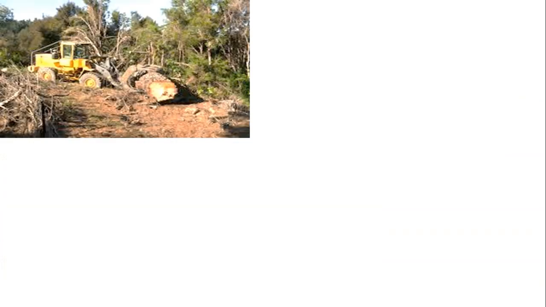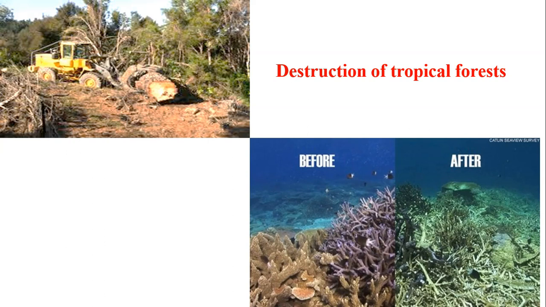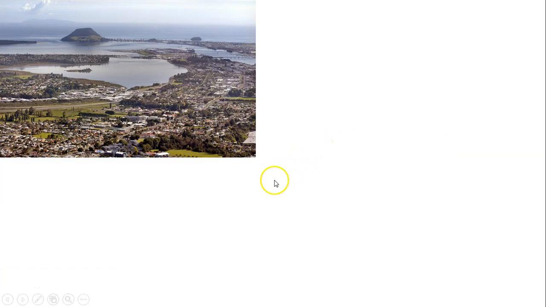Okay, let us see this picture. This is the destruction of tropical forest. Then this is the destruction of coral reefs. You can see here in this picture coral reefs before the destruction and after the destruction, because the coral reefs are a home of many flora as well as fauna.